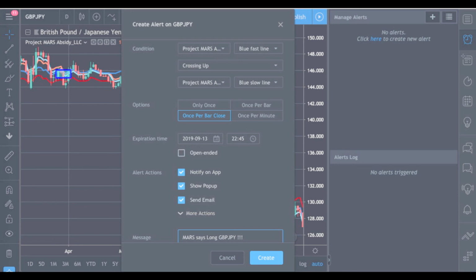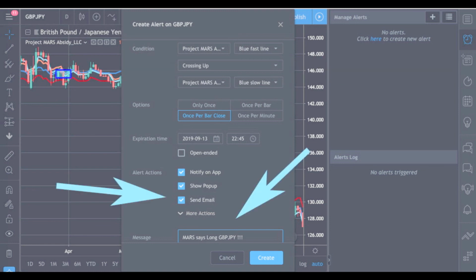We need to know when the light blue line crosses over the dark blue line. To do this, we're going to select the Project Mars indicator, the fast blue line, and the Project Mars dark blue line having a crossover. What this does is this sets up the alert condition. When the light blue line crosses over the dark blue line, I'll get an alert.